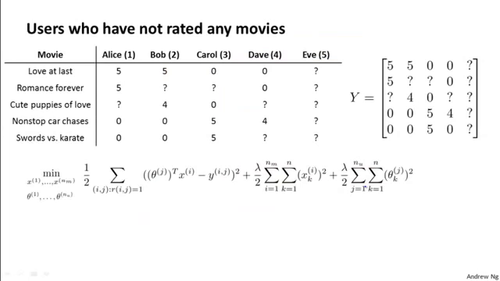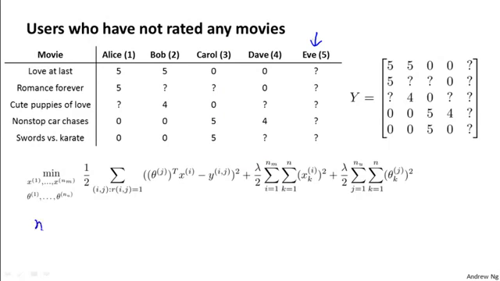To motivate the idea of mean normalization, let's consider an example where there's a user that has not rated any movies. So in addition to our 4 users, Alice, Bob, Carol, and Dave, I've added a 5th user, Eve, who hasn't rated any movies. Let's see what our collaborative filtering algorithm will do on this user.